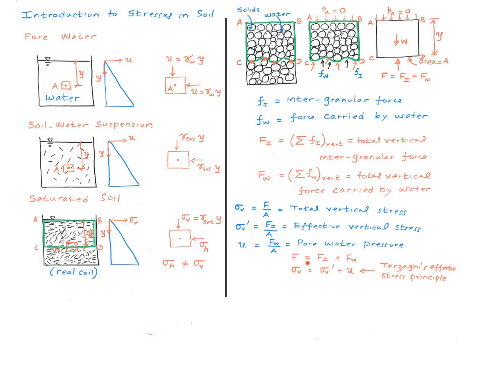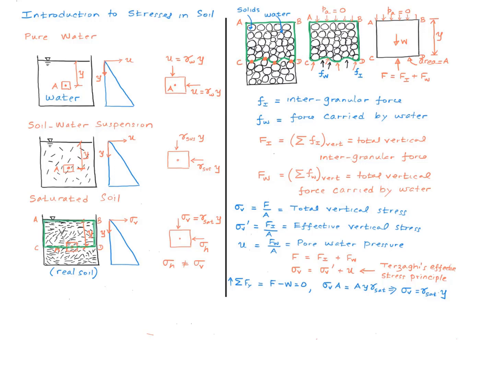Of course, F equals Fi plus Fw. From that, it follows that sigma V equals sigma V prime plus U, and this is what is called Terzaghi's effective stress principle. Now, by writing down a vertical force equilibrium equation for this free body diagram and simplifying the equation, we get this equation right here.